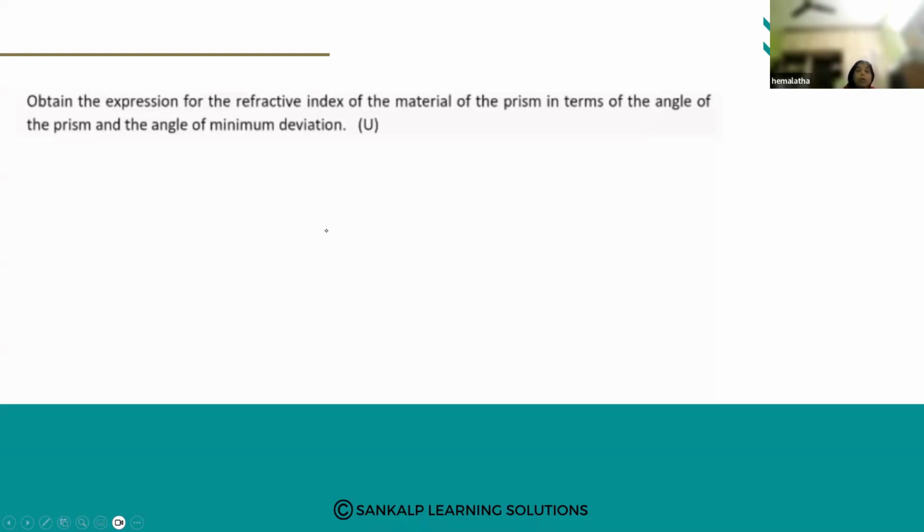Double convex lens, focusing happens in the positive direction, correct or not? So now it is refractive index of the material of the prism in terms of the angle of the prism and the angle of the minimum deviation. Very important. That is also there.